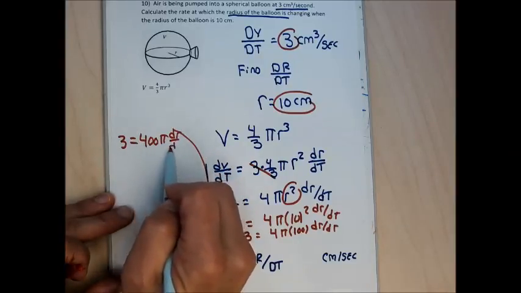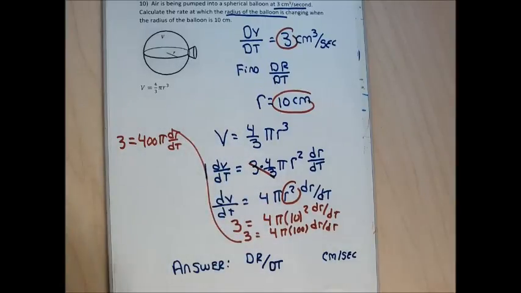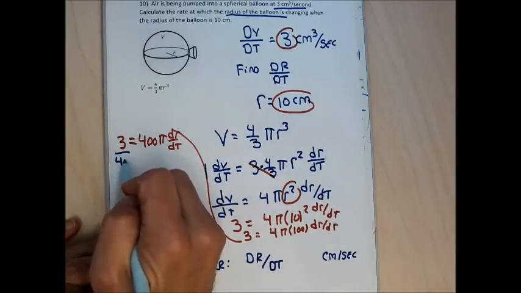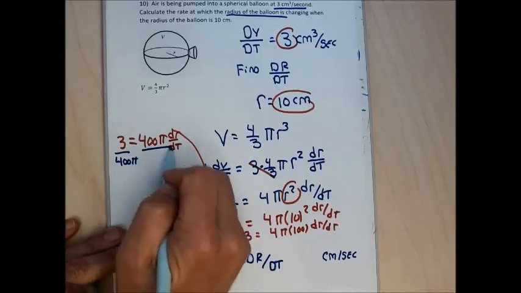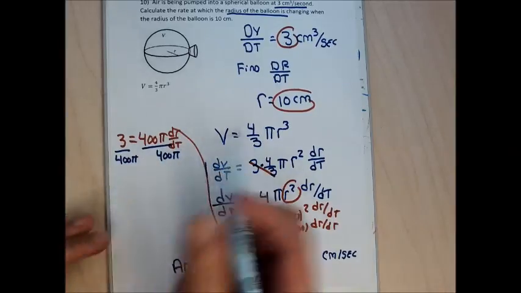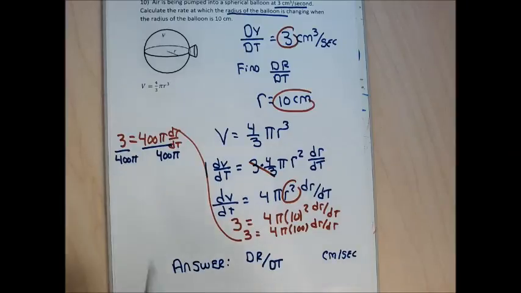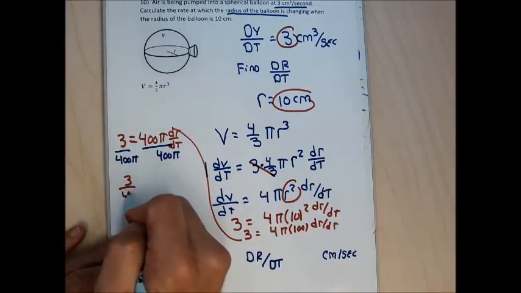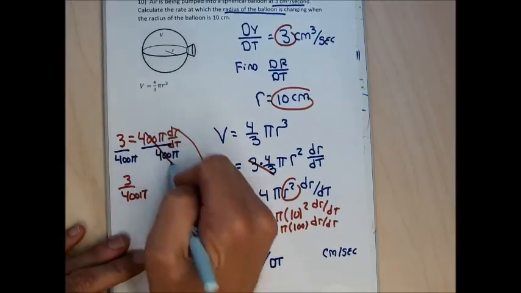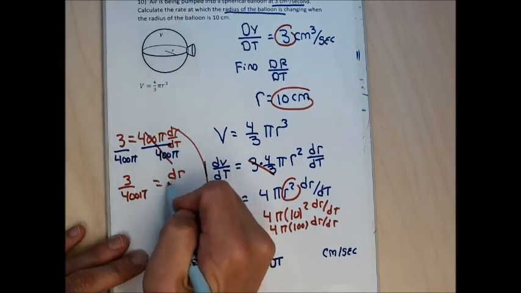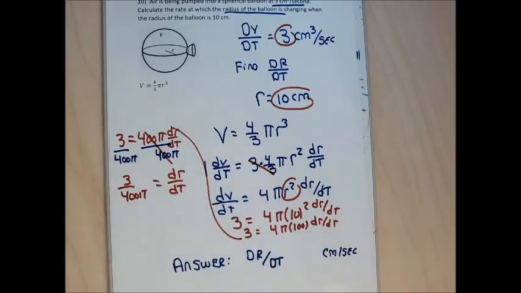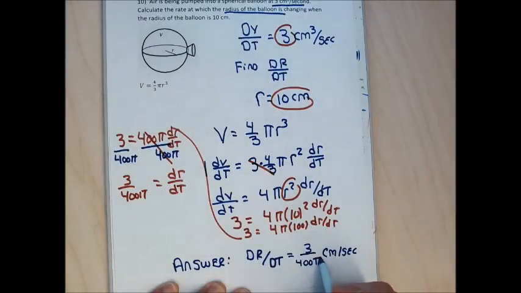dr/dt. And I'm going to solve it for dr/dt by dividing by 400 pi. I'll divide the left side by 400 pi. I'll divide the right side by 400 pi. The left side doesn't reduce. It's just going to be 3 over 400 pi. And the right side, the 400 pi's cancel and I get dr/dt. I'm trying to find dr/dt, which is the rate at which the radius is changing with respect to time. My answer is dr/dt equals 3 over 400 pi.